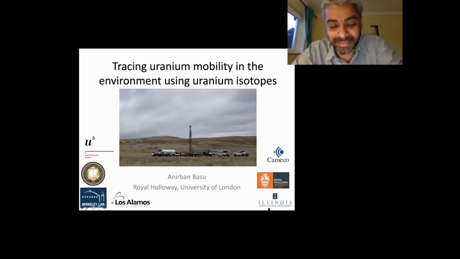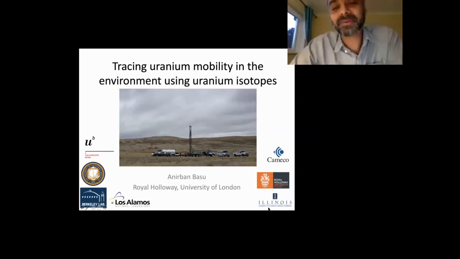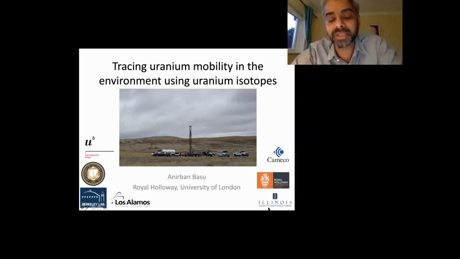Catherine already has set the stage for isotopic fractionation by introducing a lot of ideas. In this talk, what I'll do is start with uranium geochemistry, and then discuss uranium isotope fractionation and what we know about uranium isotopes from lab experiments, and then use one example of application of that in a larger scale field site where we can sample groundwater.